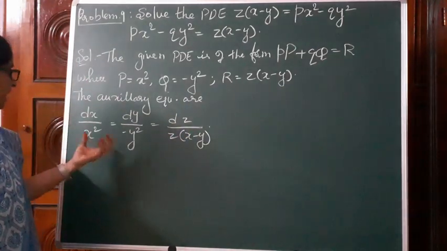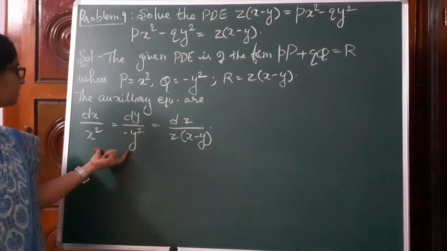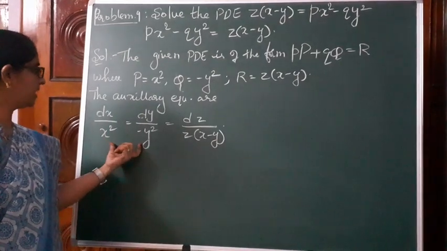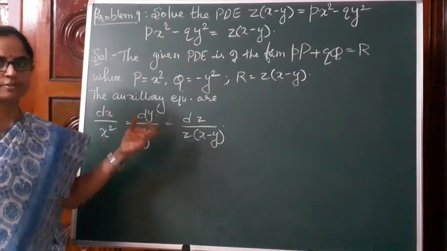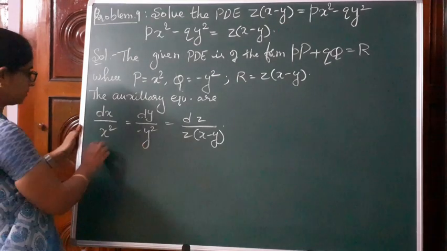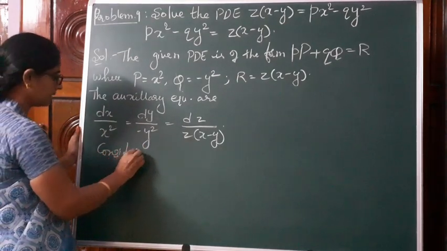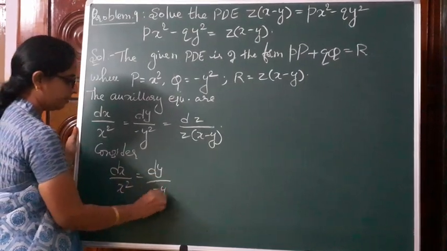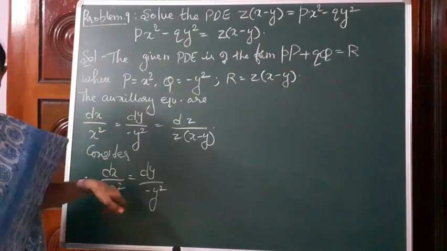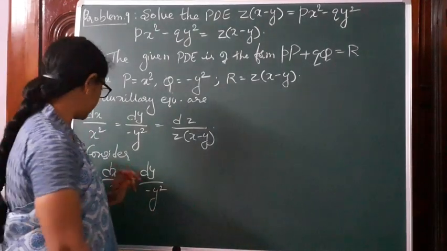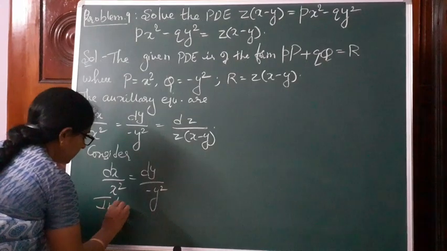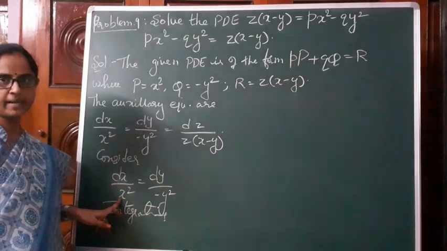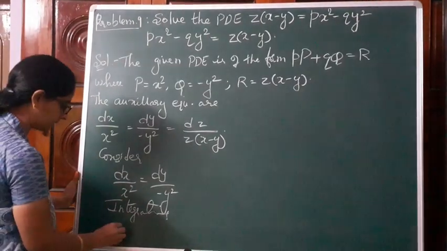Now here we have one option to group these terms, because dx by x square is dy by minus y square. We can directly integrate and we can obtain one solution. So first we do that. So consider dx by x square is equal to dy by minus y square. We can directly integrate this. Integrating, what do we get? Integrating, we get what is integral of 1 by x square? It is minus 1 by x.